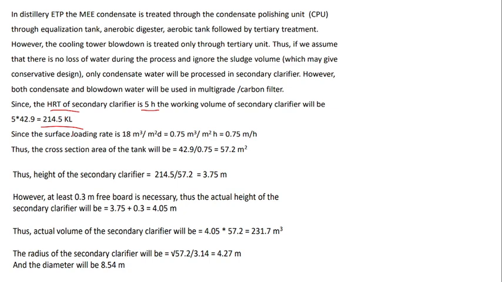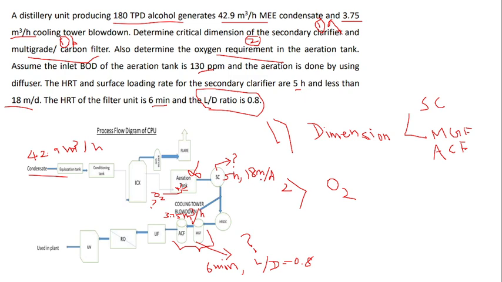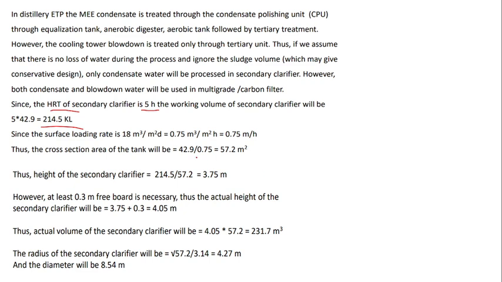And then comes the surface loading rate. We know that surface loading is 18 meter per day. So in a day, 18 meter is loaded. Meter per day can be written as meter cube per meter square day. This is the actual unit. After cancelling, it comes as meter per day. Now what they are doing is converting it to hour. In a day, 24 hours are there. So 18 divided by 24.